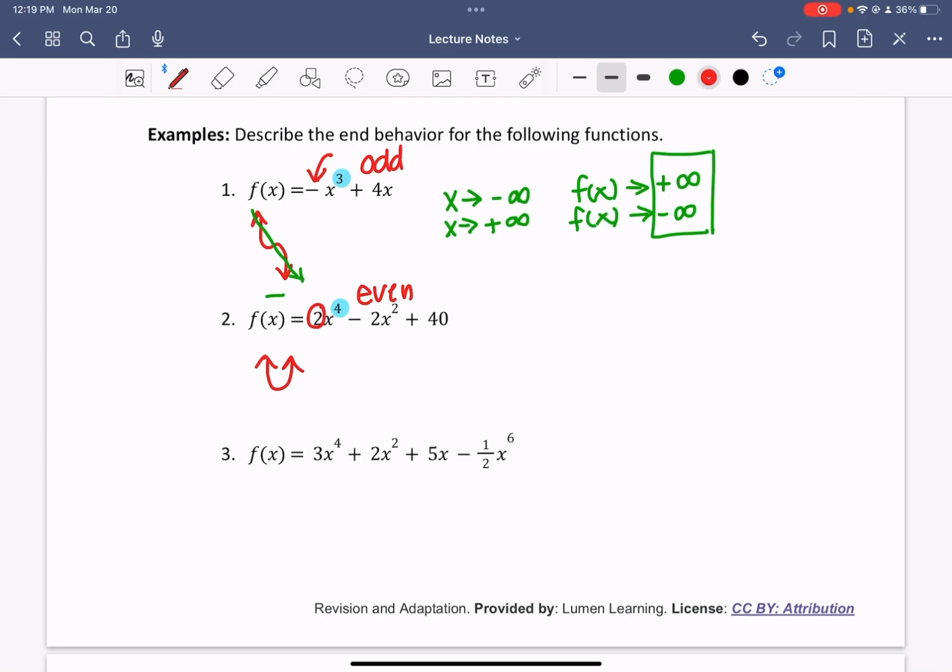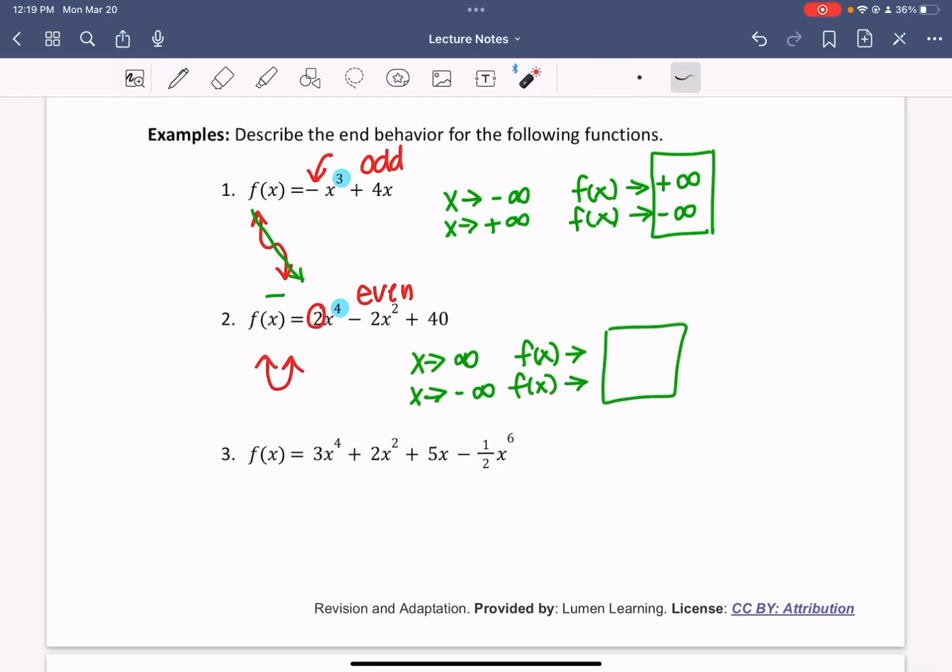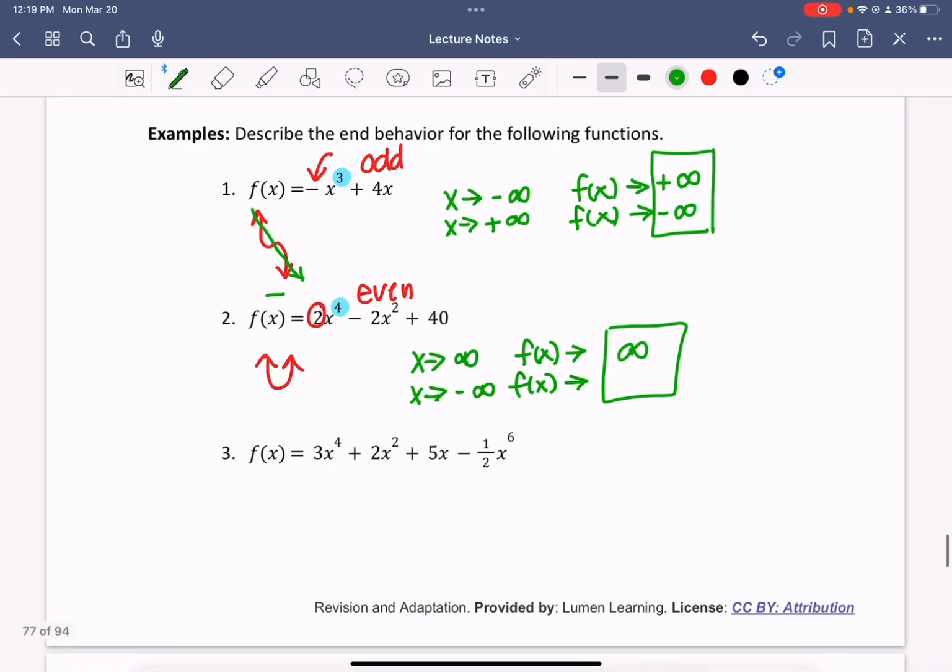So I'll say, okay, the question asks, as x goes to positive infinity, what's going on? And as x goes to negative infinity, what's going on? So the part that we're going to fill in is right here. Just using my drawing, as x goes to positive infinity, we can see it's going upward. So that's positive infinity. As x goes to negative infinity, it's also going upward, so it's also positive infinity.